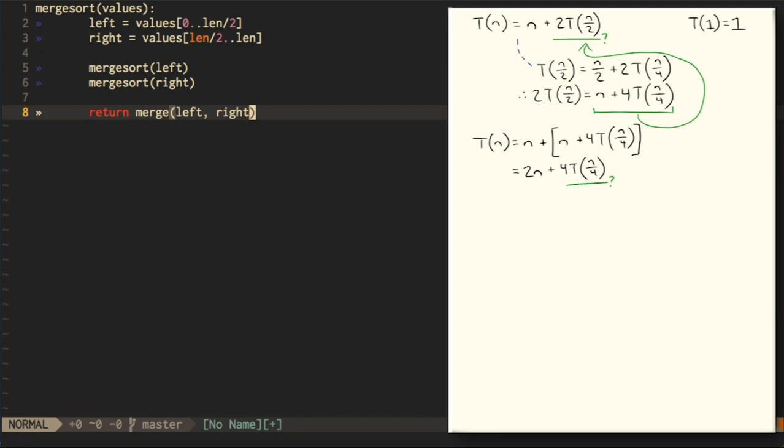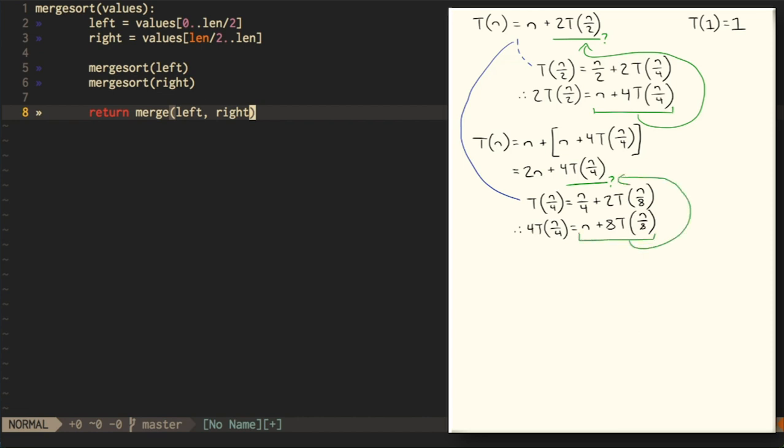We can do the same kind of trick again in order to figure this out, substituting n over 4 into the original equation. T of n over 4 is equal to n over 4 plus 2 times t of n over 8 now. Therefore, multiplying through again, 4t of n over 4 is equal to n plus 8t of n over 8. And now we have the thing we were looking for, the value of 4t of n over 4.